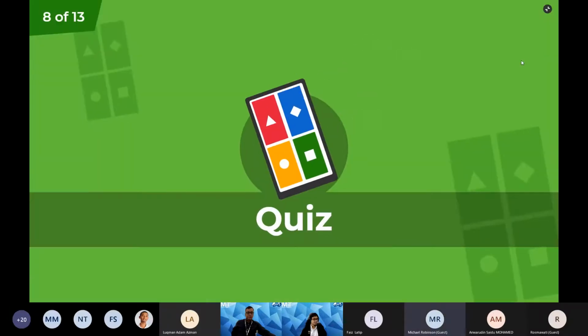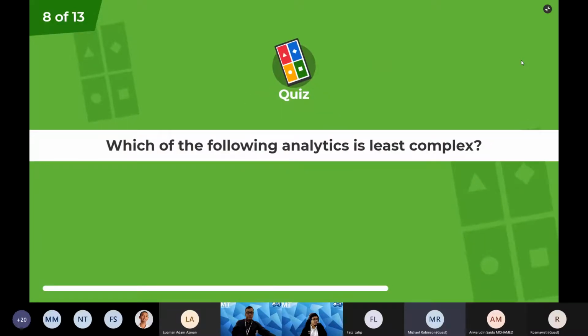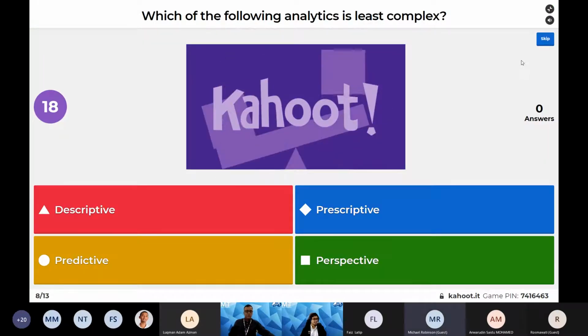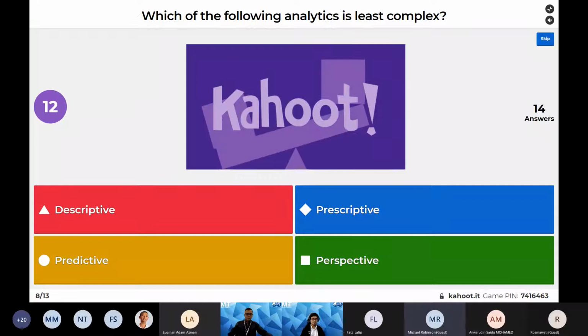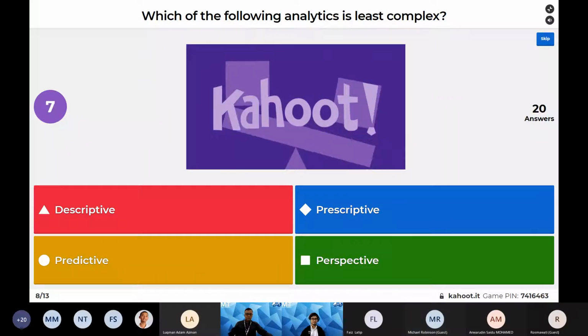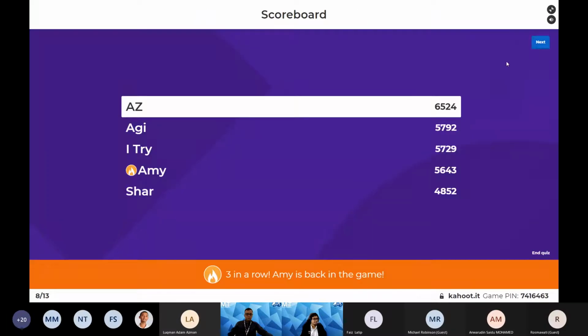Okay, next question. Which of the following analytics is least complex? Is it descriptive, prescriptive, predictive, or prospective? Okay, answer is descriptive. All right, AZ still in the lead.